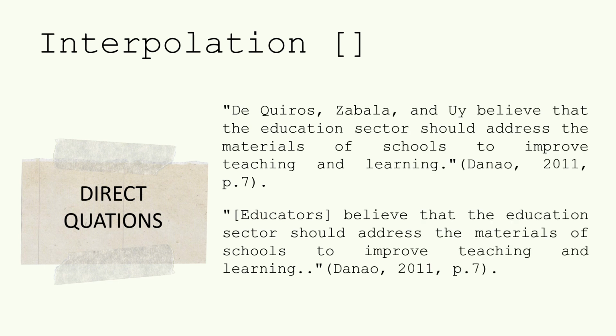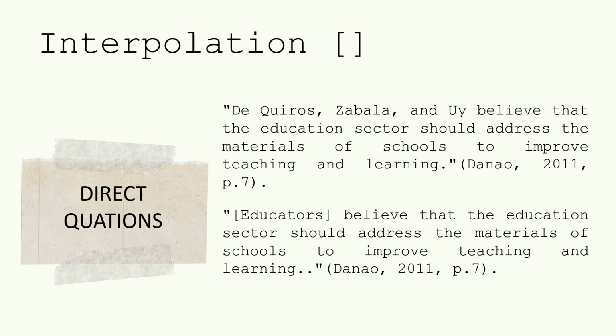Now we also have what we call interpolation in direct quotations, like this one. Quiros, Sabaya, and Uy believe that the education sector should address the materials of school to improve teaching and learning. So, interpolation is correcting. Okay? It's like correcting. That means interpolation is when you enclose your word inside a square parenthesis like this, no? It gives your readers an idea that it is not the original words or names that is used in the original source. Because in the first source, we have here Quiros, Sabaya, and Uy. Okay? So, in your quoted text, you did not include Quiros, Sabaya, and Uy, but instead you reword it: educators believe that education.